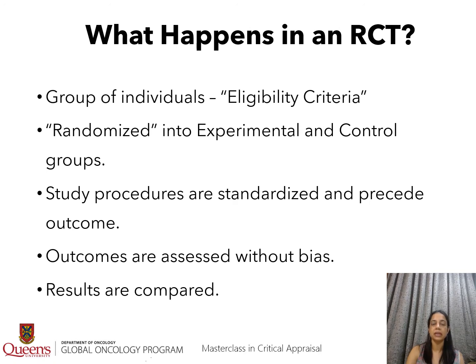What happens in an RCT? A group of individuals who meet the eligibility criteria are randomized into experimental and control groups. Study procedures are standardized and precede the outcome. Outcomes are assessed without bias, and results are compared between the groups.